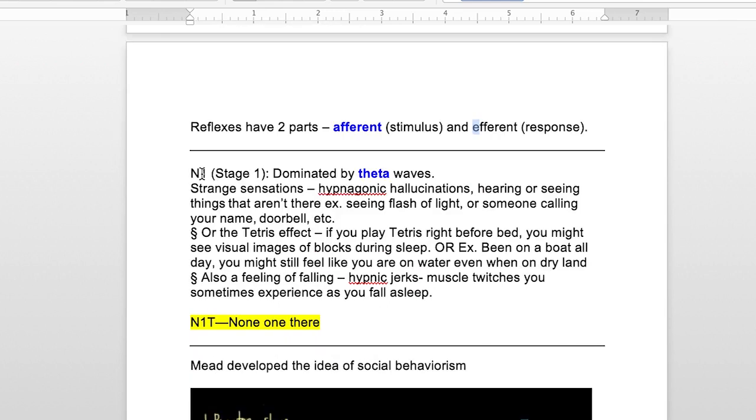For sleep cycles, N1 stage, it is dominated by theta waves. And the way I think of it is N1T, stage 1, no one there. N1T, theta, no one there.